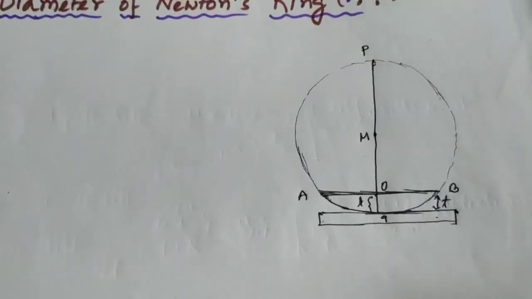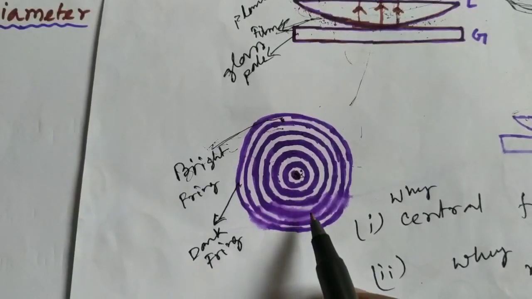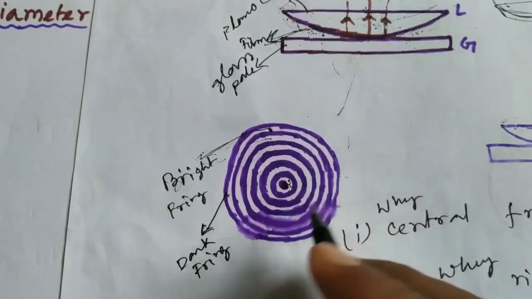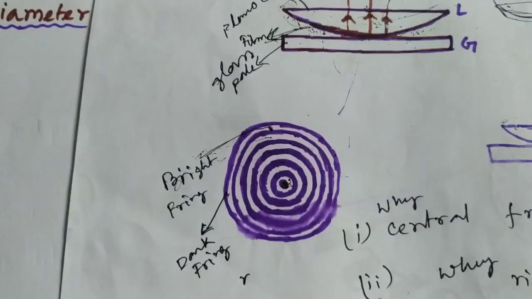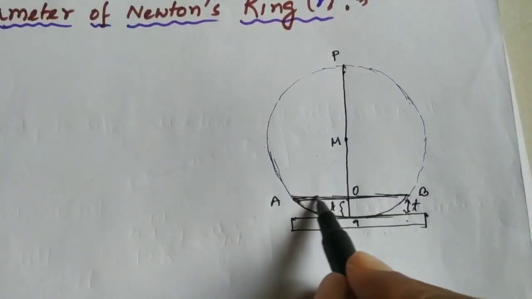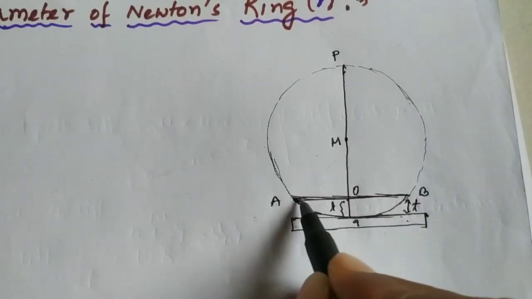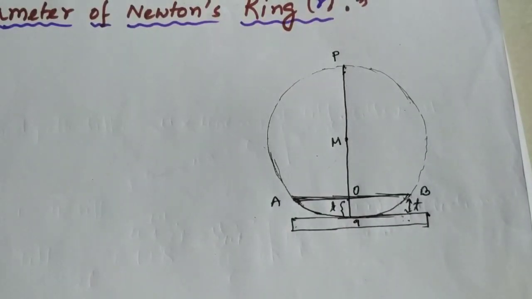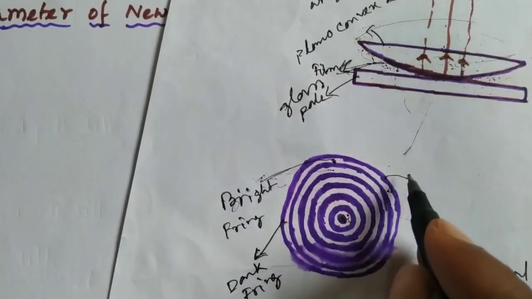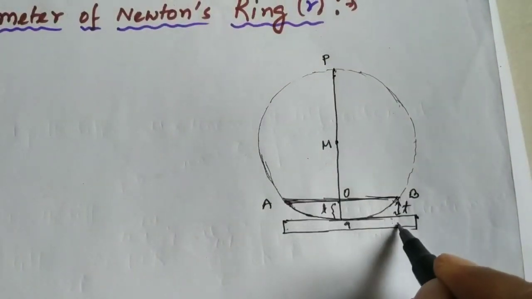Now, if we take these Newton's rings, which have the radius r, this Newton's ring is formed at height t from the plane glass plate. Now AB is the diameter of these rings. So the diameter of these rings is AB, which is formed at height t from the plane glass plate.